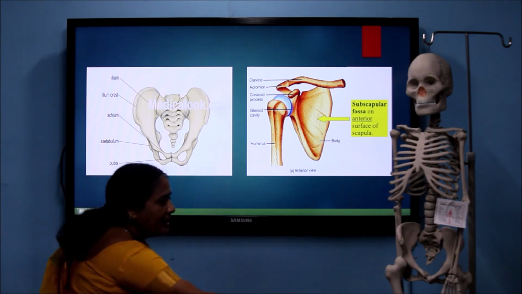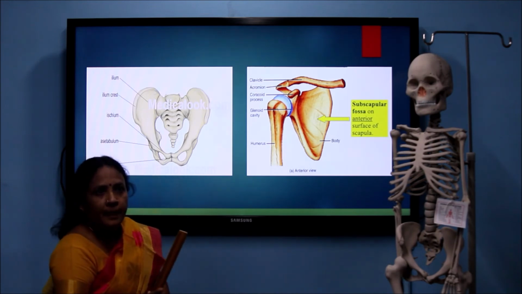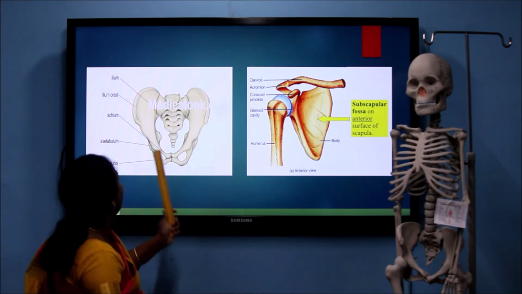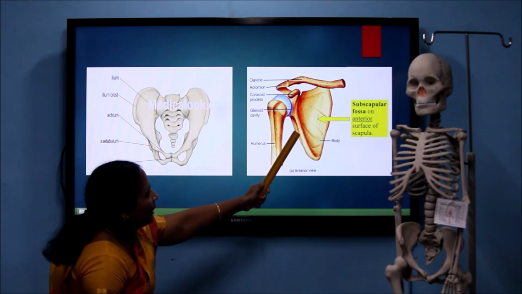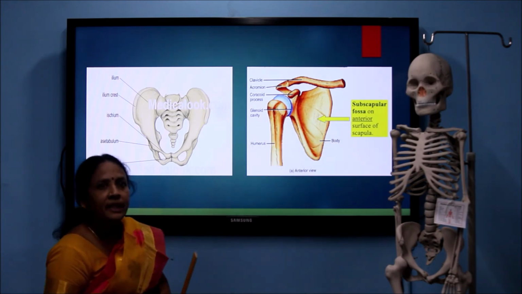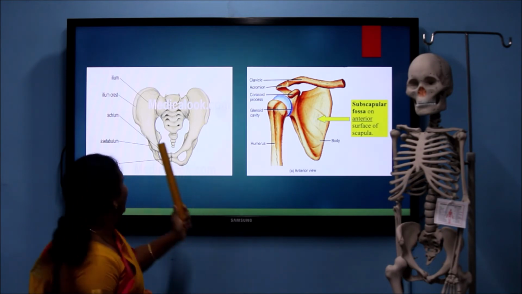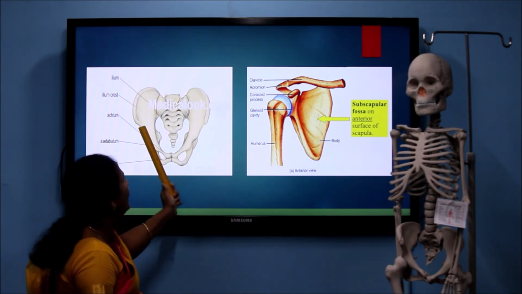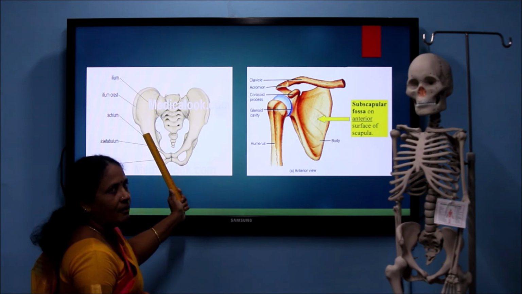Now we will see about the pelvic girdle. This pelvic girdle is associated with the legs. In the pectoral girdle, the two girdles are separated from each other, but here the pelvic girdles are fused.